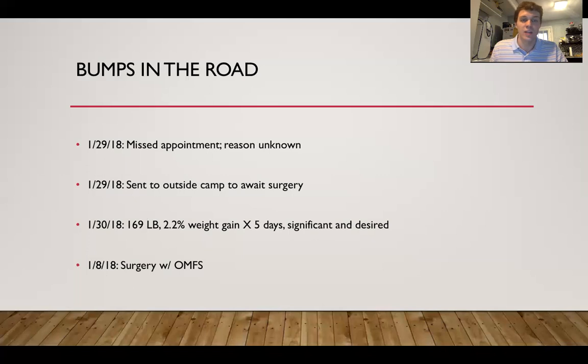On the 30th of January, he had gained 2.2% of his body weight back over the last 5 days since I observed that weight loss, which is significant, very much desired. And he was rescheduled for his surgery on the 8th of January with the oral maxillofacial surgeon. So what I'm going to do now is take you through a few slides to show you exactly what procedures he had done during his surgery. The next 5 slides or so are pretty graphic, so I just wanted to warn you guys about that.